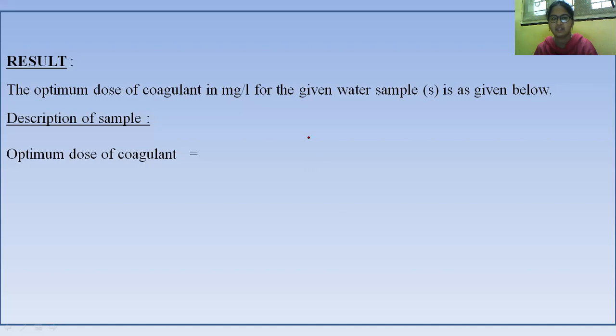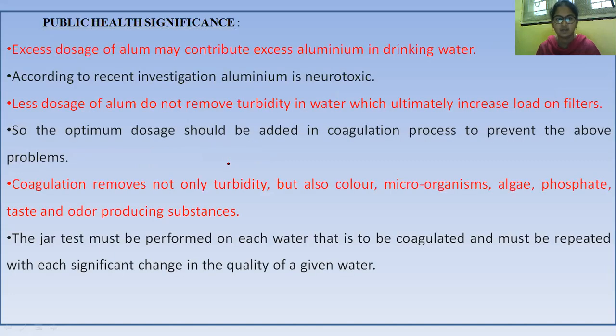Here we can write the amount that gives visible clarity, so that 10 ml will be written here. Optimum dose of coagulant, in mg per liter for the given water sample. The optimum dose of coagulant is that particular beaker, 10 ml.